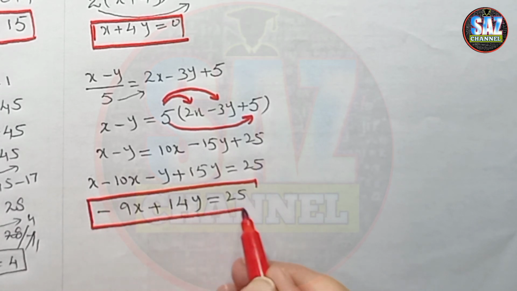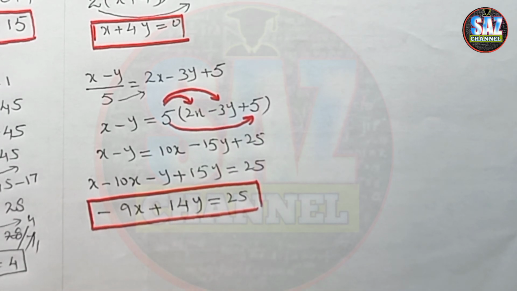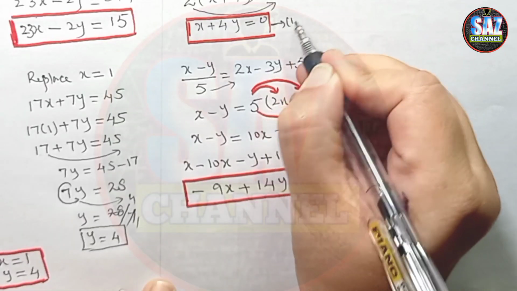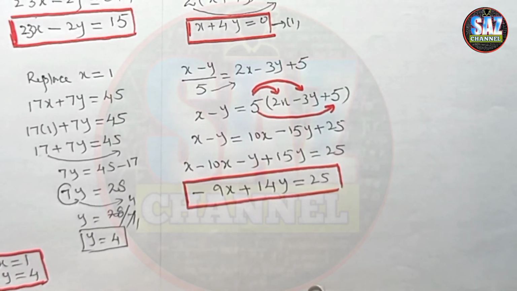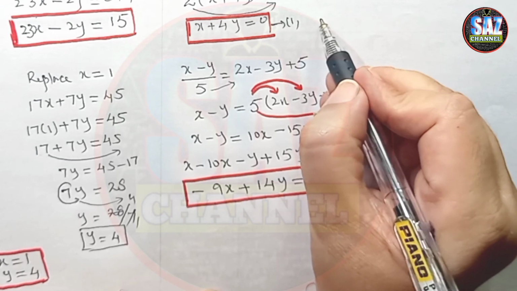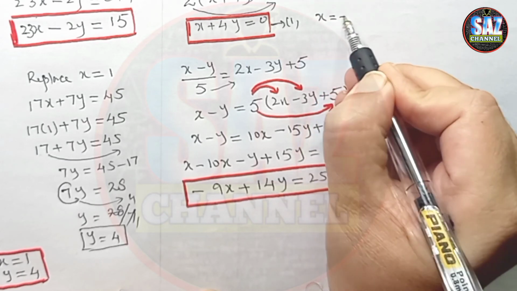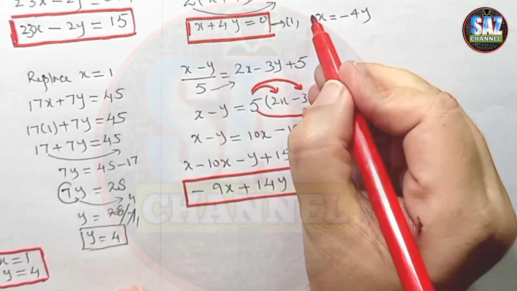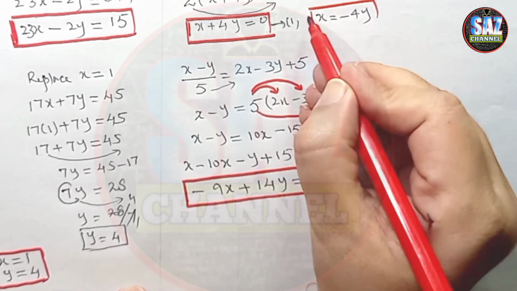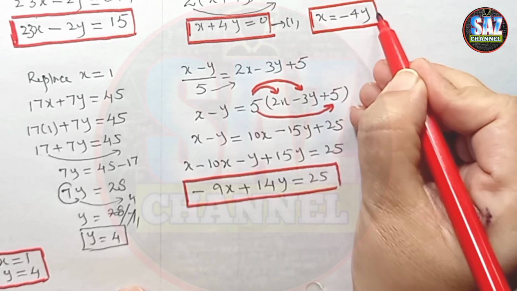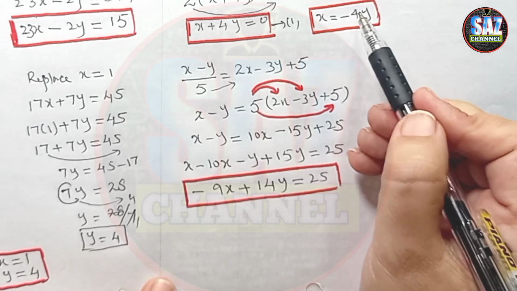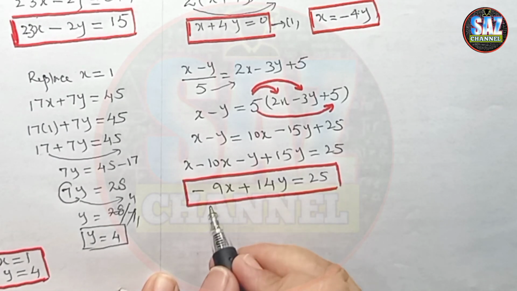Now let me block this equation, and now it's time to decide which method we are going to apply for the solution of this problem, either the substitution method or the elimination method. If we look at equation 1, we can see that we can easily make x the subject of the formula. x equals minus 4y. So I will replace x equals minus 4y in this equation.